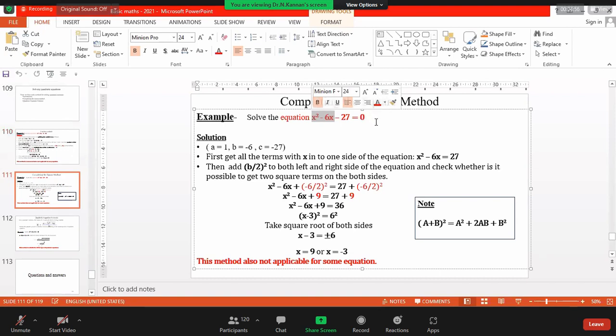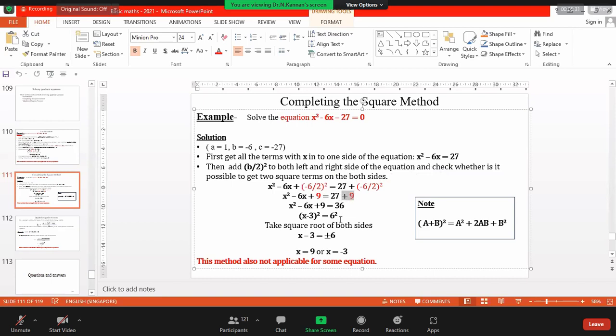Then add b by 2 square to both left and right side of the equation and check whether it is possible to get two square terms on both sides. You understood? So we apply this one, okay? We are just applying this one to this side, again to this side. Then we are trying to get the possibility of having this same value again here and there, right? You are able to do so, right?